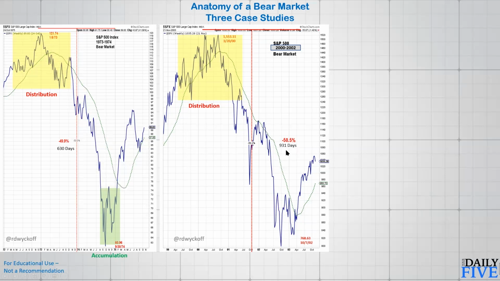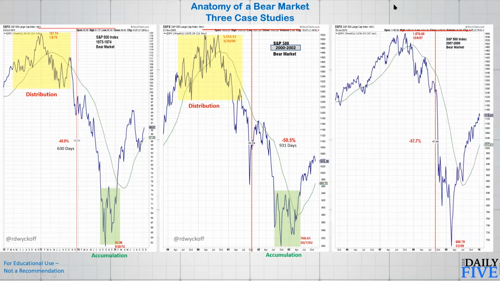This had a 931 calendar day high to low move of 50.5%, very close to the decline here, which took 630 days and 74 calendar days. 931 here, a little bit longer period of time, but look at the persistence along the way. This is the September 11th event, a very sharp bounce, bear market rally, redistribution, and then down into the final lows. Look at this classic accumulation structure here. Okay, and then a new bull market.